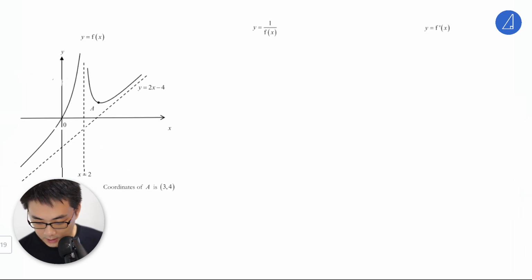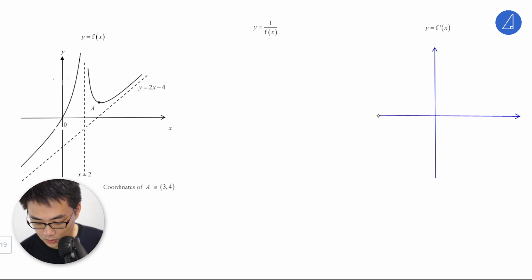What we do is the same thing. Draw the axis out. Markers are the vertical asymptote, so this one vertical asymptote, draw it down. X equals 2. Minimum point is (3, 0).